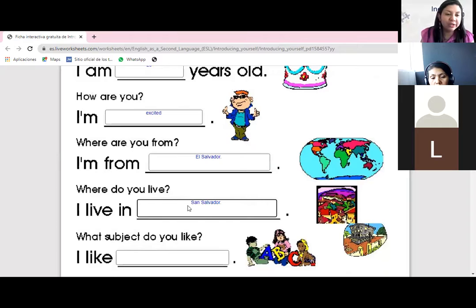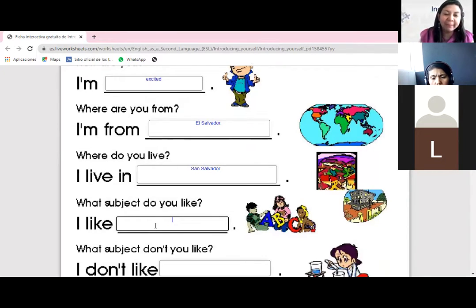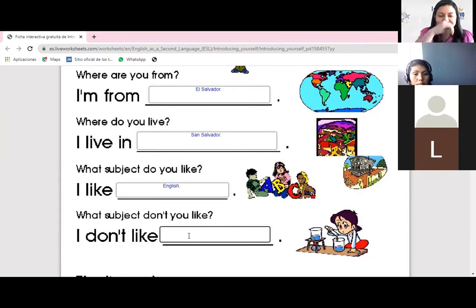And the other question is, what subject do you like? ¿Qué materia le gusta? I like English. What subject don't you like? ¿Qué materia no les gusta? Let me think. I don't like physics. No me gusta la physics, ¿ok? La ciencia física. Física. I don't like physics. Or you can say, I don't like math. I don't like social studies.